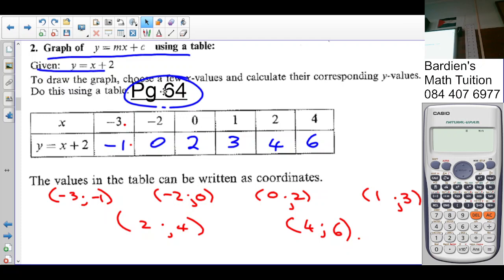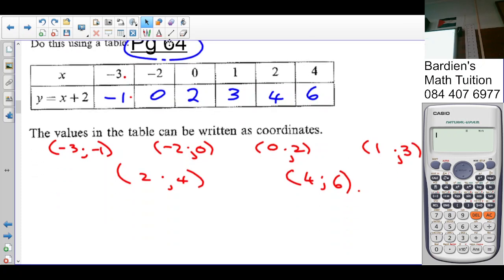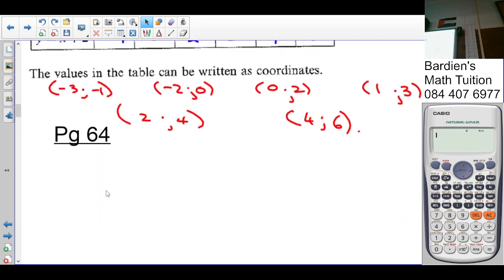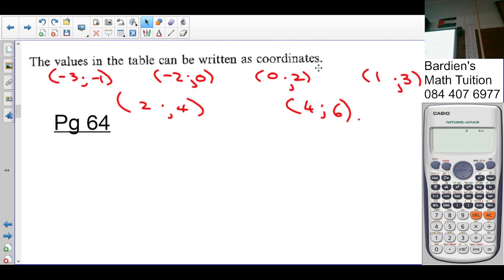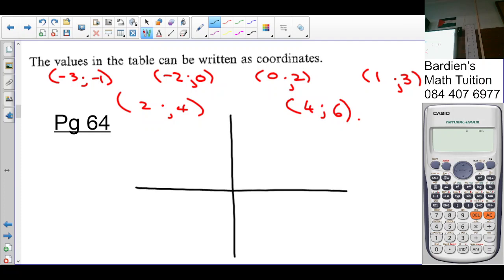So what I want you guys to do for homework, you guys are going to take these points and plot it on the Cartesian plane. You guys know what to do, no? The lowest value is negative 3 on your x and then 4. So it's minus 1, minus 2, minus 3, minus 4. The lowest value is minus 3. The maximum value is 4.